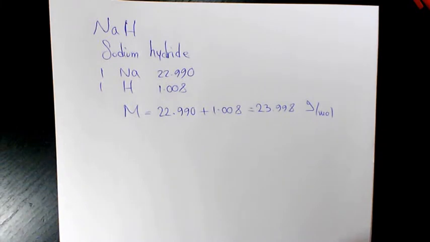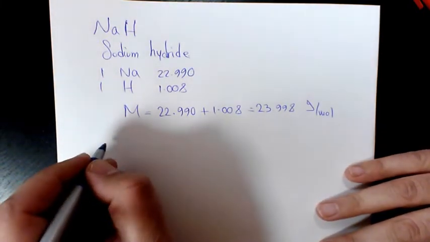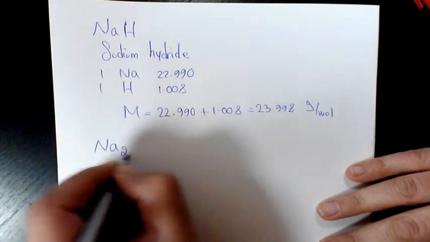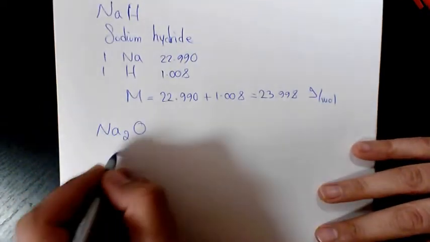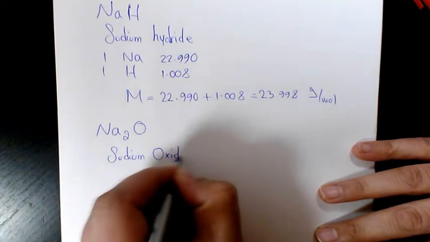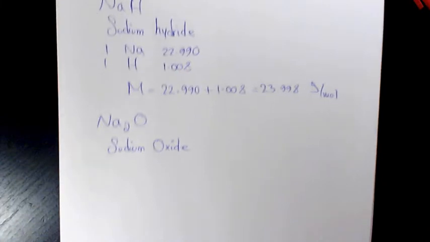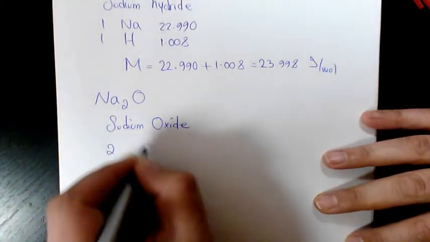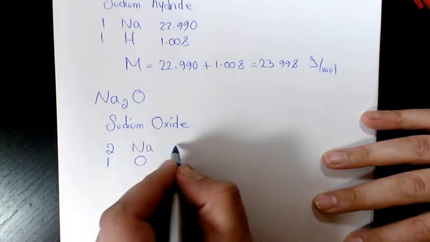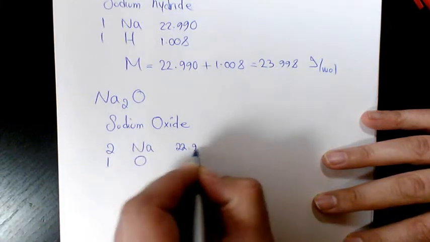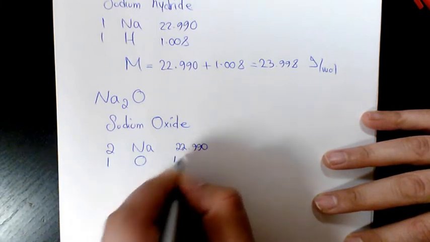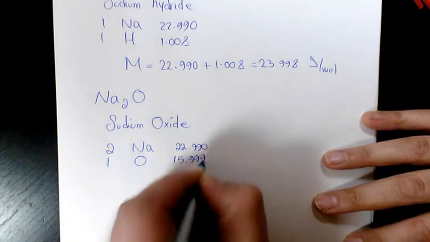Next example is going to be Na2O, which is sodium oxide. In sodium oxide, we have 2 atoms of sodium and 1 atom of oxygen. Sodium atomic mass is 22.990 grams per mole, and oxygen is 15.999.